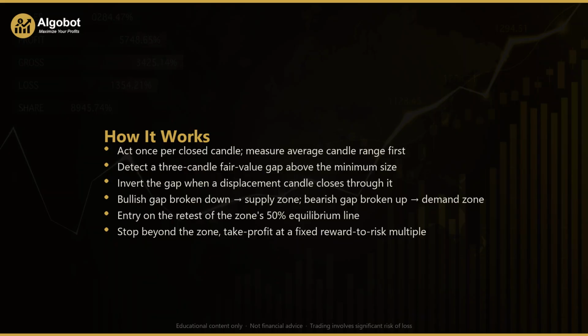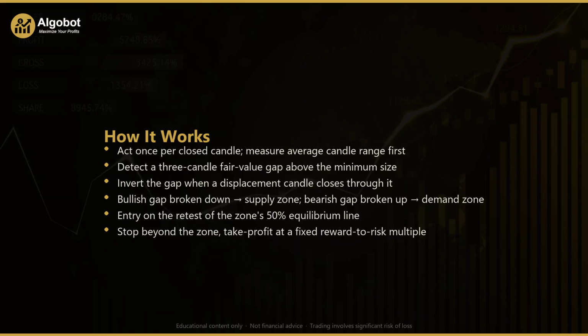Let's walk through the exact logic, step by step. The expert advisor acts only once per closed candle, so it never reacts to the noise of a still-forming bar. First, it measures volatility. It sums the high-to-low range of the last 20 candles and divides to get an average range. From this, it derives two values: a minimum gap size, set by default to 25% of the average range, and a stop buffer, also a fraction of that range.